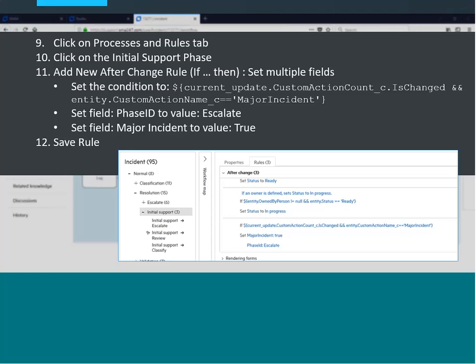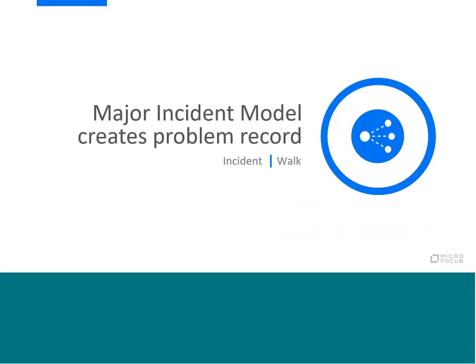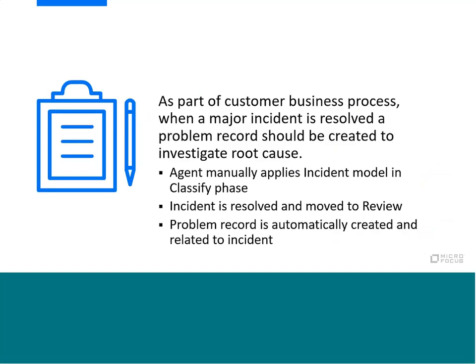And there's our first one. So our second one, major incident model, creates a problem record. In this case, we're going to do something a little bit more complex. We're going to use the model record. In this one, we're going to have an agent manually apply an incident model in the classify phase. They're going to go through and populate some extra details as part of that. And when the incident is moved to the review phase, once the solution has been added, we're going to have the model automatically create a problem record that's related to the incident. Okay, so let's run the video.